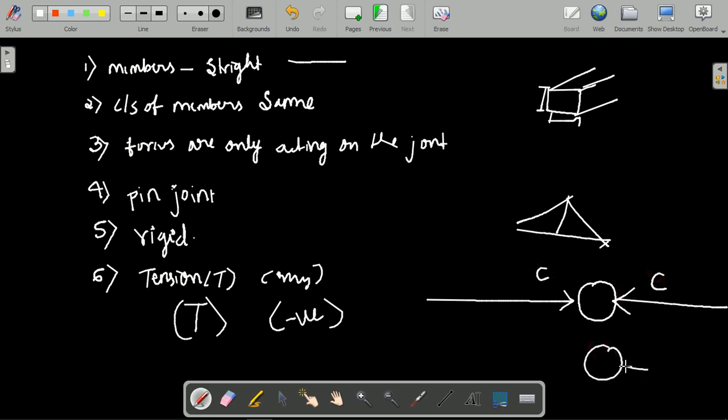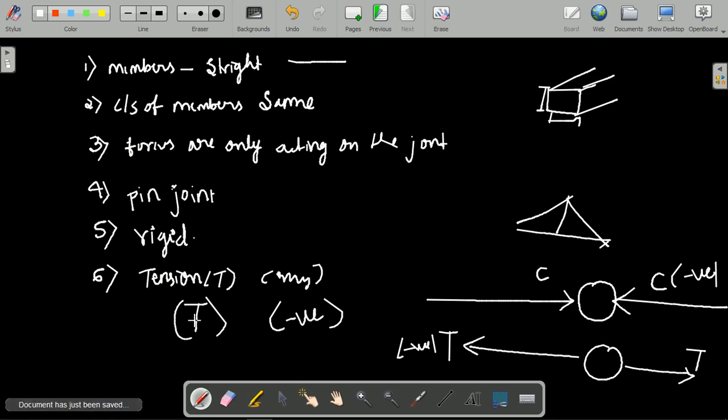So if it is acting away from the body, then it is a tensile force. It is trying to pull the body, that is tensile force. Trying to compress any body, that is the compression force. Tension is considered as positive here and compression is considered as negative here. These are all the assumptions we are going to make in case of the trusses, in order to solve the problem.